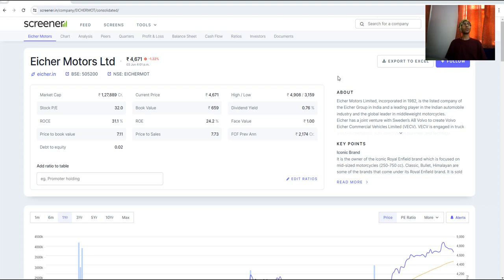Now the reason I have chosen Eicher Motors is because, firstly, for the free cash flow valuation method to be applied, a company needs to have free cash flows. Now Eicher Motors seems to have free cash flows, and a sufficient amount of it.